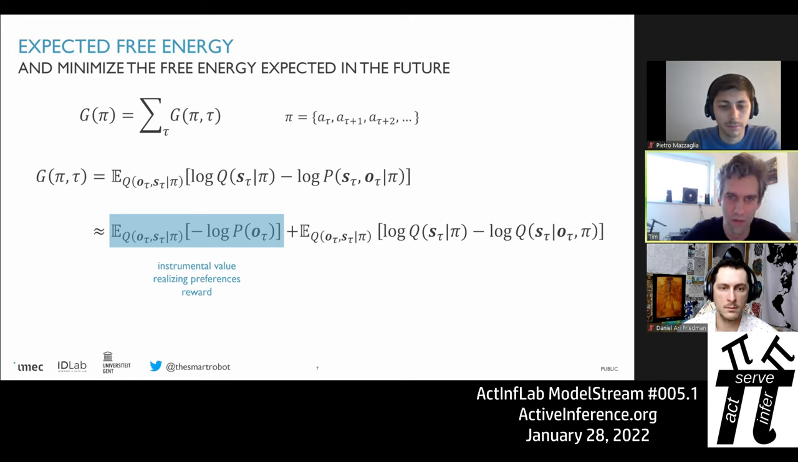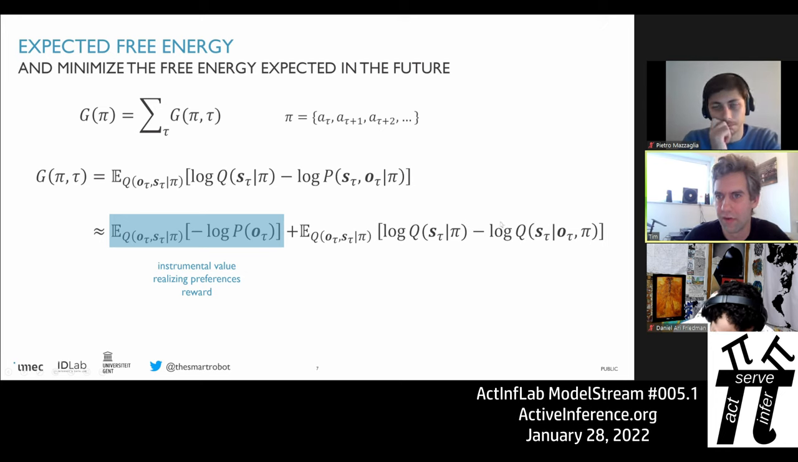You disregard the dependency on your future actions. You just say, okay, my prior is that this is what I expect. So this becomes then the instrumental value. And then the second assumption is basically that your approximate posterior model is very, very close to the true posterior, so that you have a good approximation.